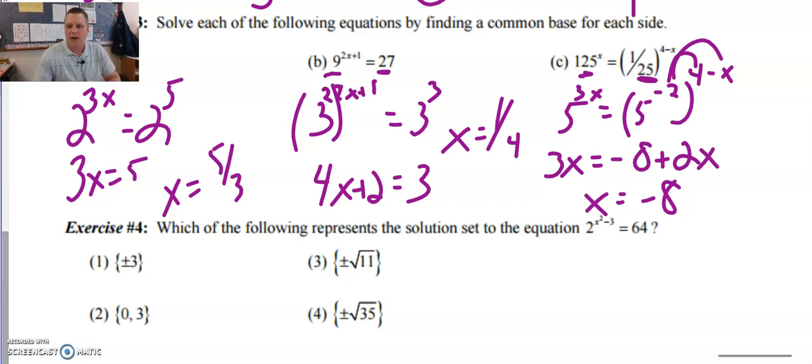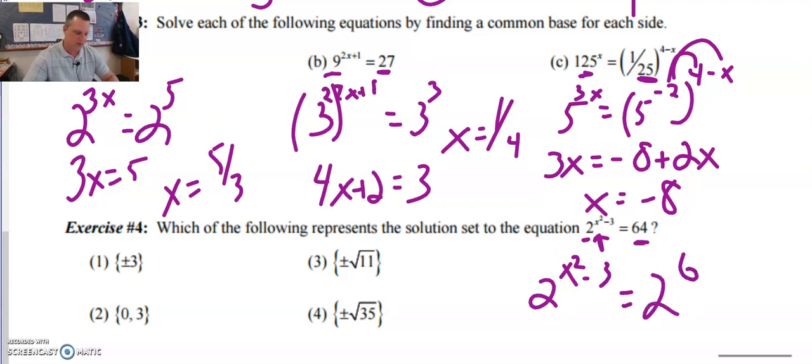Okay? Now, in the next one, exercise 4, we have an x squared. We have a quadratic. So remember, an x squared means that you can have at most 2 answers. So that's why you see the plus minus. That's why you see 2 solutions in the choices. Same process. You have your 2. Okay? Can't break down that. But here we are with the 64. 2, 4, 8, 16, 32, 64. So it is 2 to the x squared minus 3 equals 2 to the 6th power.